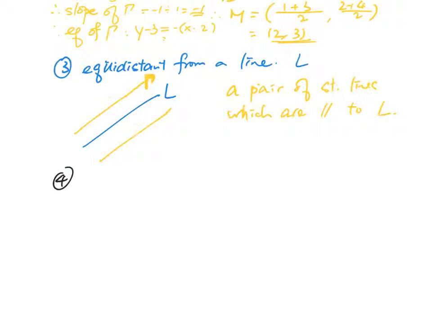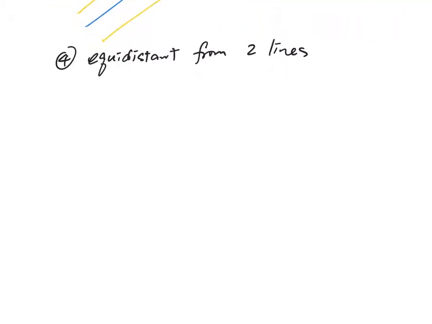Next, we have number 4. So we can also have equidistance from two lines. But to this, we have two cases to consider. One is you can talk about two parallel lines, while the second case is two intersecting lines. So in both cases, it gives you different loci.